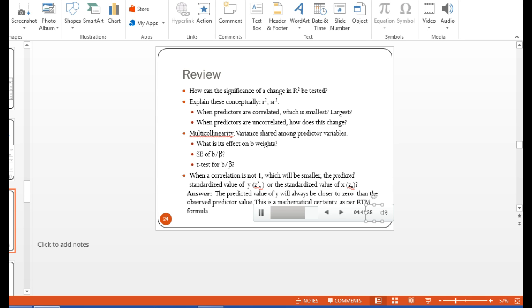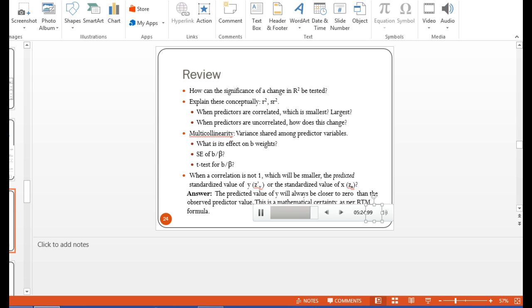Finally, when a correlation is not 1, which value will be smaller? The predicted standardized value of the DV or the standardized value of a predictor score? So any predictor score that we take on our IV, when we multiply it by a value that's less than absolute value 1, then our outcome is going to be closer to 0, closer to its mean. So the answer is that the predicted value of the DV will always be closer to 0 than the observed predictor value, and that's because we're multiplying that observed predictor value by a correlation that is less than 1.